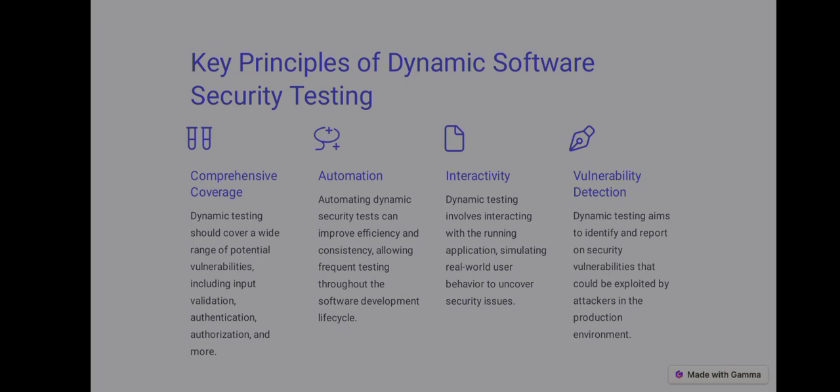Key principles of dynamic software security testing. Comprehensive coverage. Dynamic testing should cover a wide range of potential vulnerabilities, including input validation, authentication, authorization, and more. Automation. Dynamic security testing can improve efficiency and consistency, allowing frequent testing throughout the software development lifecycle. Interactivity. Dynamic testing involves interacting with the running application, simulating real-world user behavior to uncover security issues. Vulnerability detection. Dynamic testing aims to identify and report on security vulnerabilities that could be exploited by attackers in the production environment.